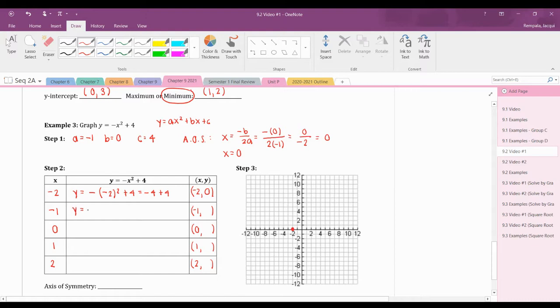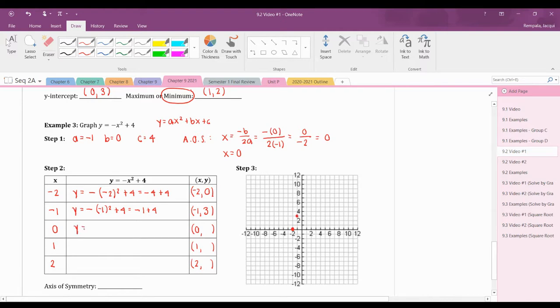When I plug in negative 1, I'll have my negative and then negative 1 squared plus 4. So once again, order of operations, I square negative 1 and I get positive 1, but there's still that negative on the outside. So we'll have negative 1 plus 4, which is then positive 3. So negative 1 to the left, 3 up, plot my point.